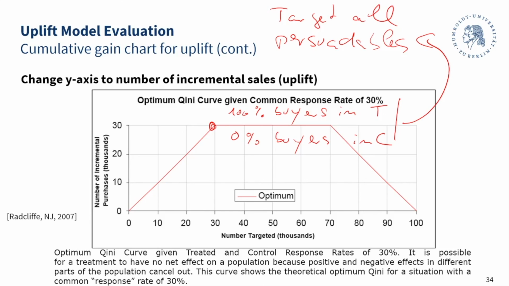Or in my example, if there is a response rate of 30%, oh dear, in the control group as well, I need to find 30,000 buyers in the control group. By definition, where are these damn 30,000 control group buyers? In my ideal curve, they would make up the last 30% of people in my rank ordered list. And here are the control group buyers.